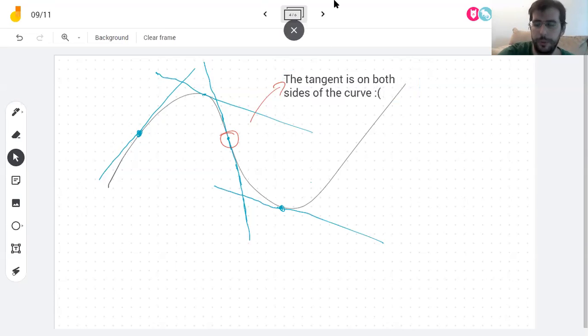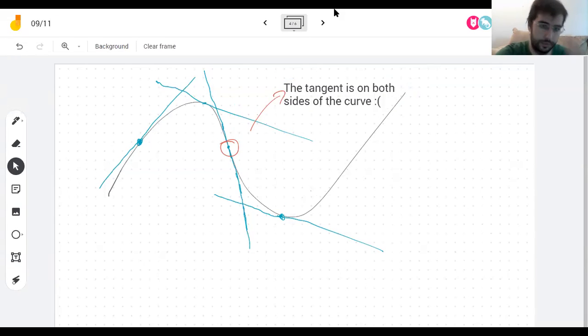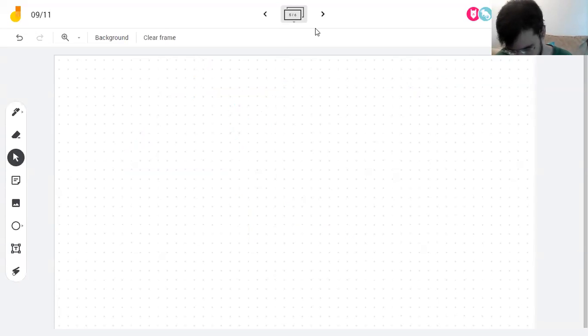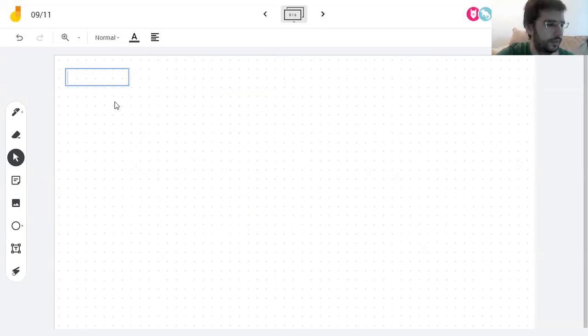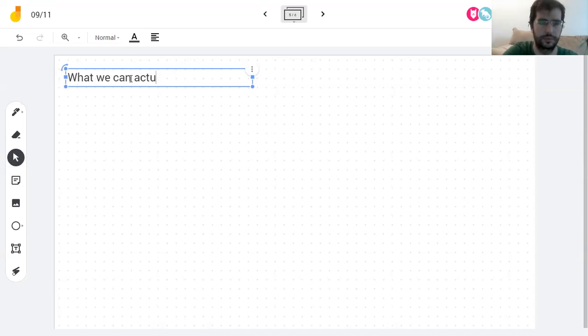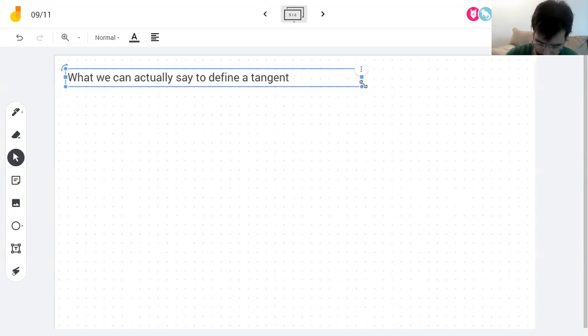Derivatives are rate of change. Well, that's what the whole course is about, derivatives. So what do we do? Given that we had a lot of things that failed, let me show you the thing that we know works. This is the definition that works, the thing that actually agrees with what we think a tangent should be.